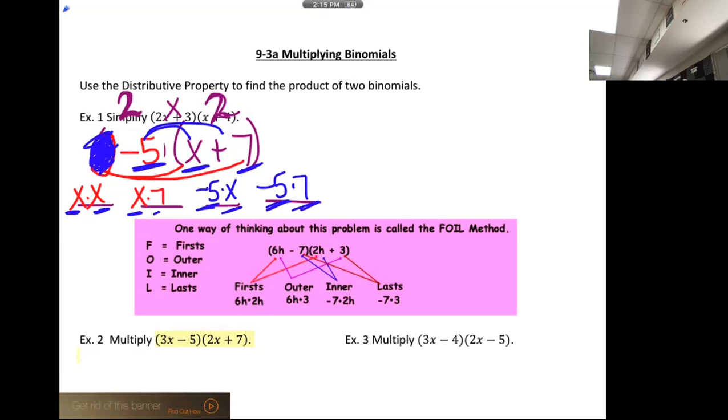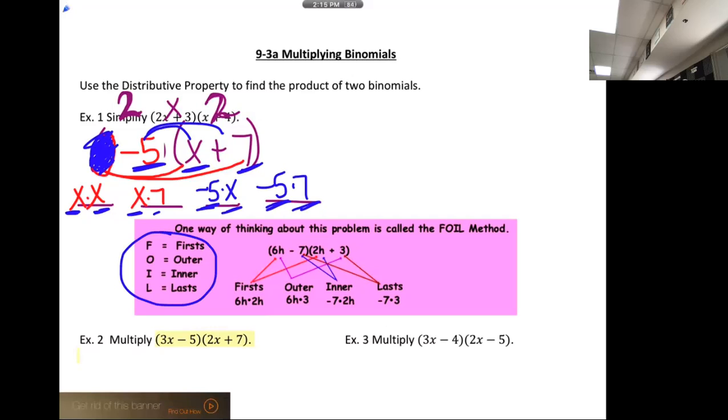It doesn't matter which side you come from. If you did 7 times negative 5, it's not going to make a difference there. But eventually, I'm going to show you this FOIL method, which is a way to keep track of these things without having to cover up one piece or the other.